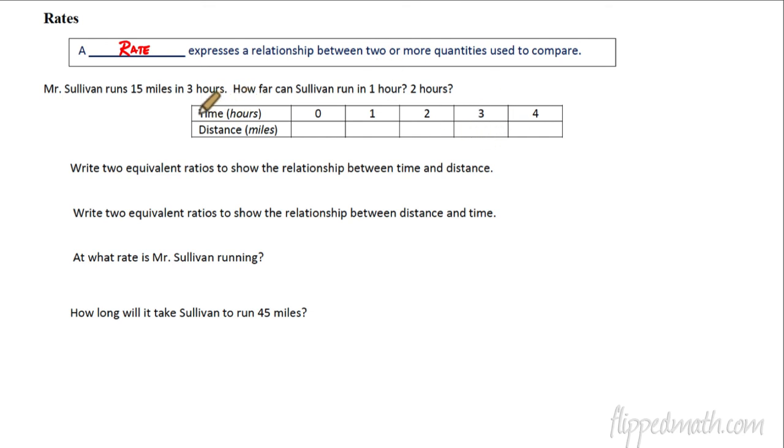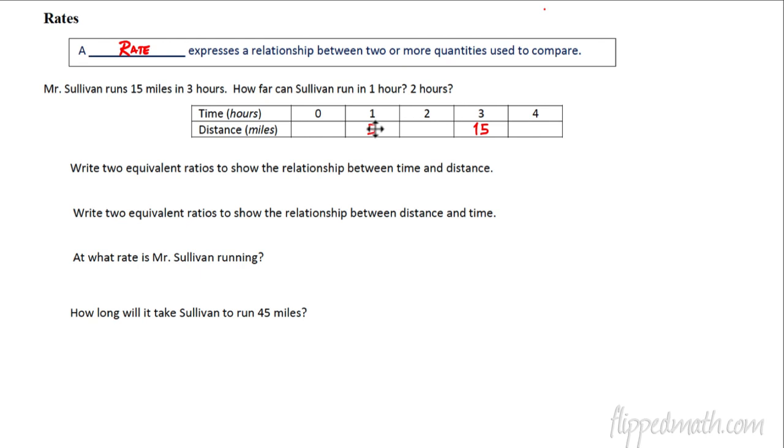It's 3 hours here in this table, so I'm just going to write a 15 right here. So one of the things we can do is complete this table, and that'll make it easy to see the relationship between the miles and the hours. Okay, so if he does 15 miles in 3 hours, I can divide both of these by 3, and I can figure out that he will do 5 miles in 1 hour, correct? So 15 miles in 3 hours would be the same as 5 miles in 1 hour.